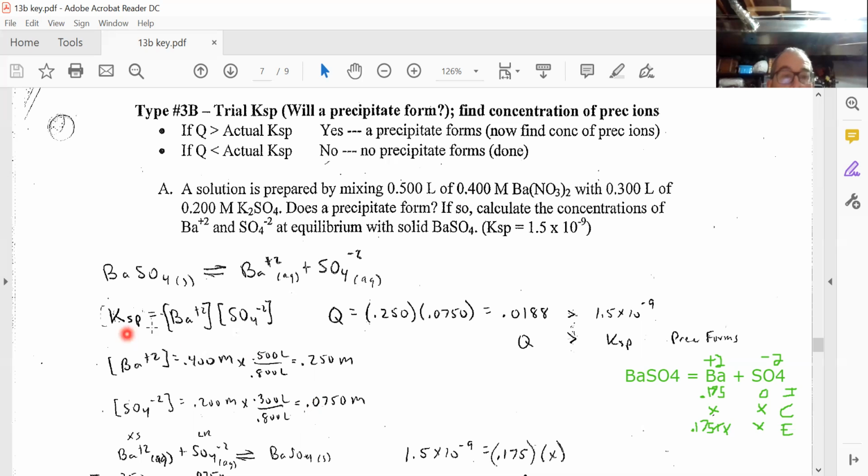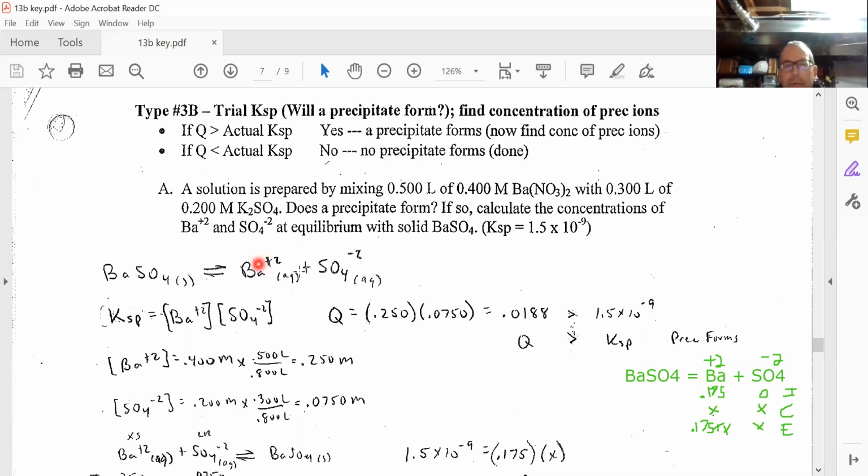I plug that into the KSP, which would also be the QSP expression, and I get 0.0188, which is clearly larger than 1.5 times 10 to the negative 9. So this would say, yes, you are going to get a precipitate in this case. Because Q is larger than K, the products are going to combine together to form more reactants, making the solid BaSO4.